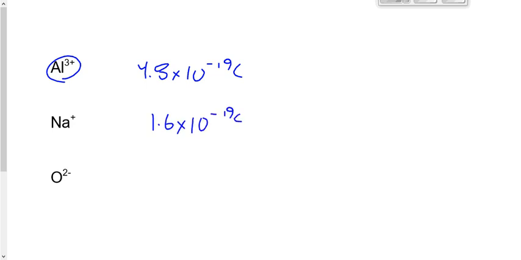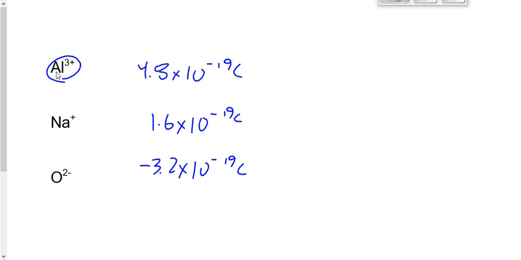Okay, we talked about ion notation as well. We have Al3+, that's aluminum 3+. What's the charge of an aluminum ion? Well, 3+, right? But 3 plus what? 3 times the elementary charge. Or this would be positive 4.8 times 10 to the minus 19 coulombs. This would be 1 times the elementary charge, or 1.6 times 10 to the minus 19 coulombs. And this would be negative 2 times the elementary charge, or negative 3.2 times 10 to the negative 19 coulombs.